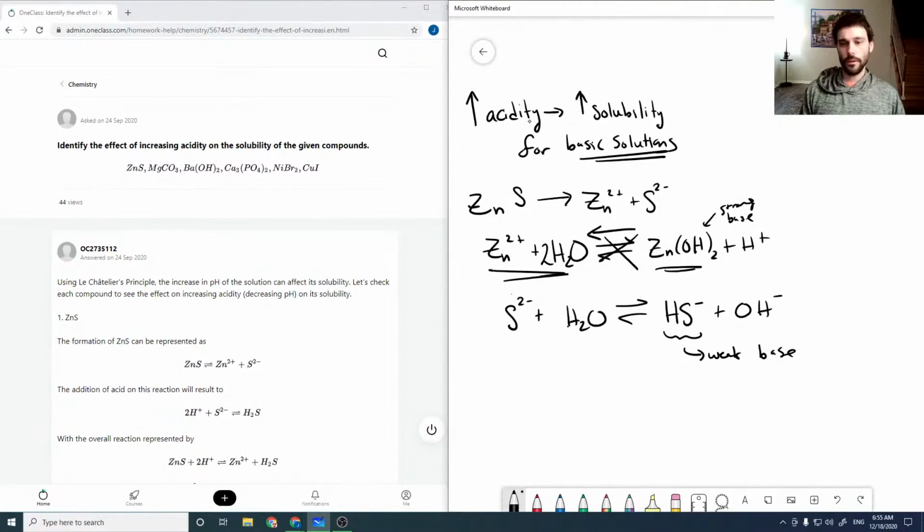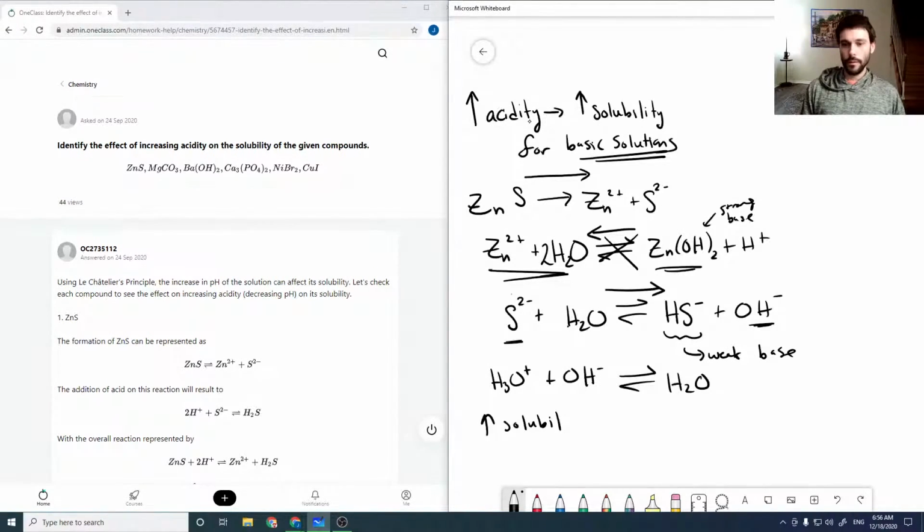And so in this case, if we add H3O plus ions, then they will combine with our OH minus to give us water, eating up our OH minus and shifting the solution more to this side, which will in the end shift more to this side because we're eating up our S2 minus, and so then this will increase the solubility. So we'll get increased solubility here with increased acidity. Okay, and again, just to tie back, we get increased solubility with increased acidity for a solution that's weakly basic, because this is a basic salt.